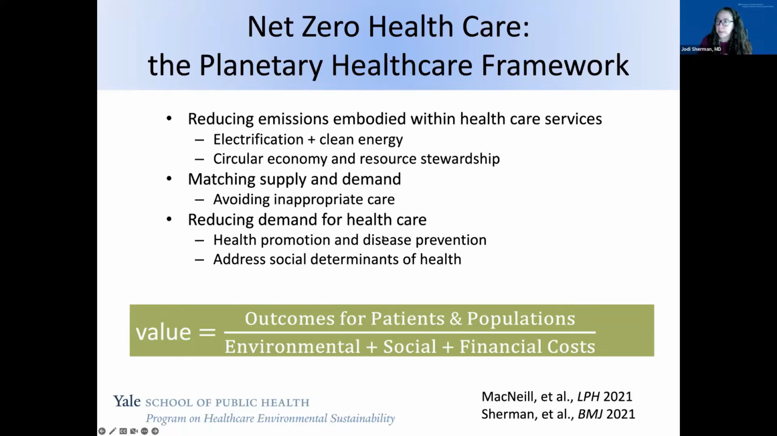Finally, we need to reduce the demand for healthcare. We need to move upstream: health promotion, disease prevention, address the social determinants of health, this concept of what is highest value. We talked about the triple bottom line. We're expanding this notion. It's not just the best outcomes for the most patients at the least cost. We need to minimize environmental and social harm. And with that, I'll turn it over to my colleague.